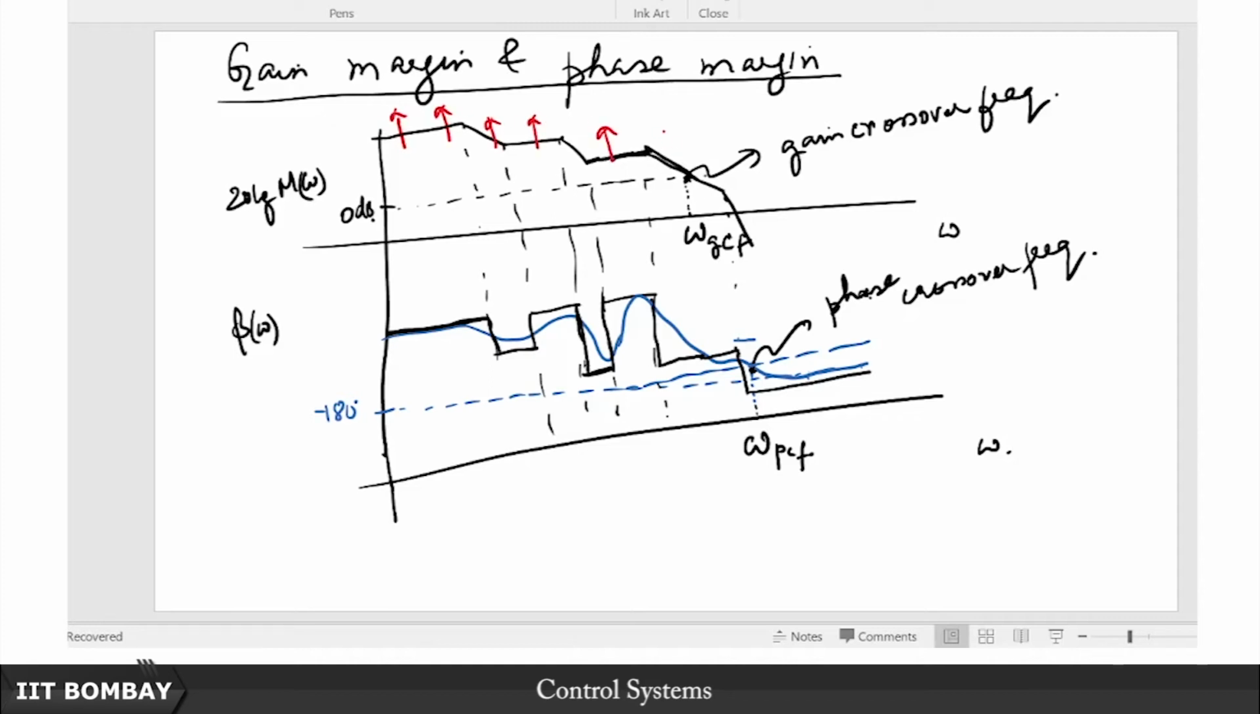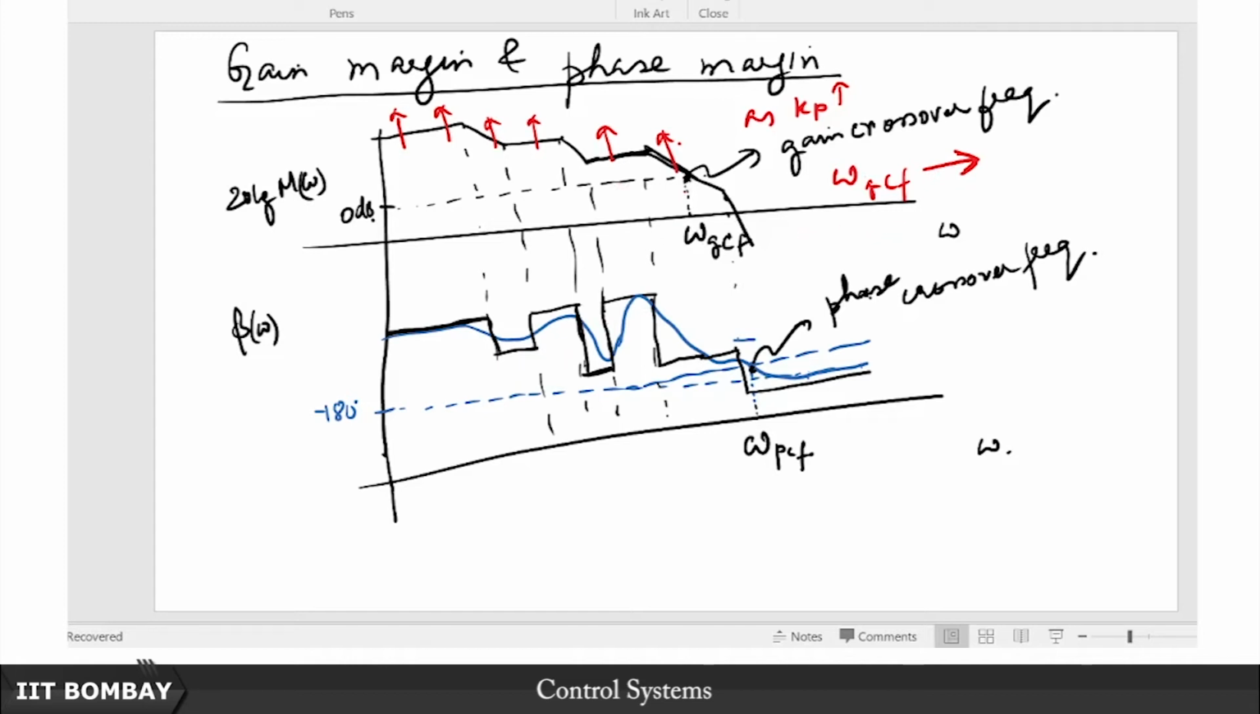And if this will be lifted up, what will happen to this gain crossover frequency? See, just like the bandwidth, the gain crossover frequency moves to the right. So, this is all as Kp is increased. The Bode plot, the magnitude plot, is lifted up. Of course, it has no impact on the phase plot whatsoever. And the gain crossover frequency moves to the right.